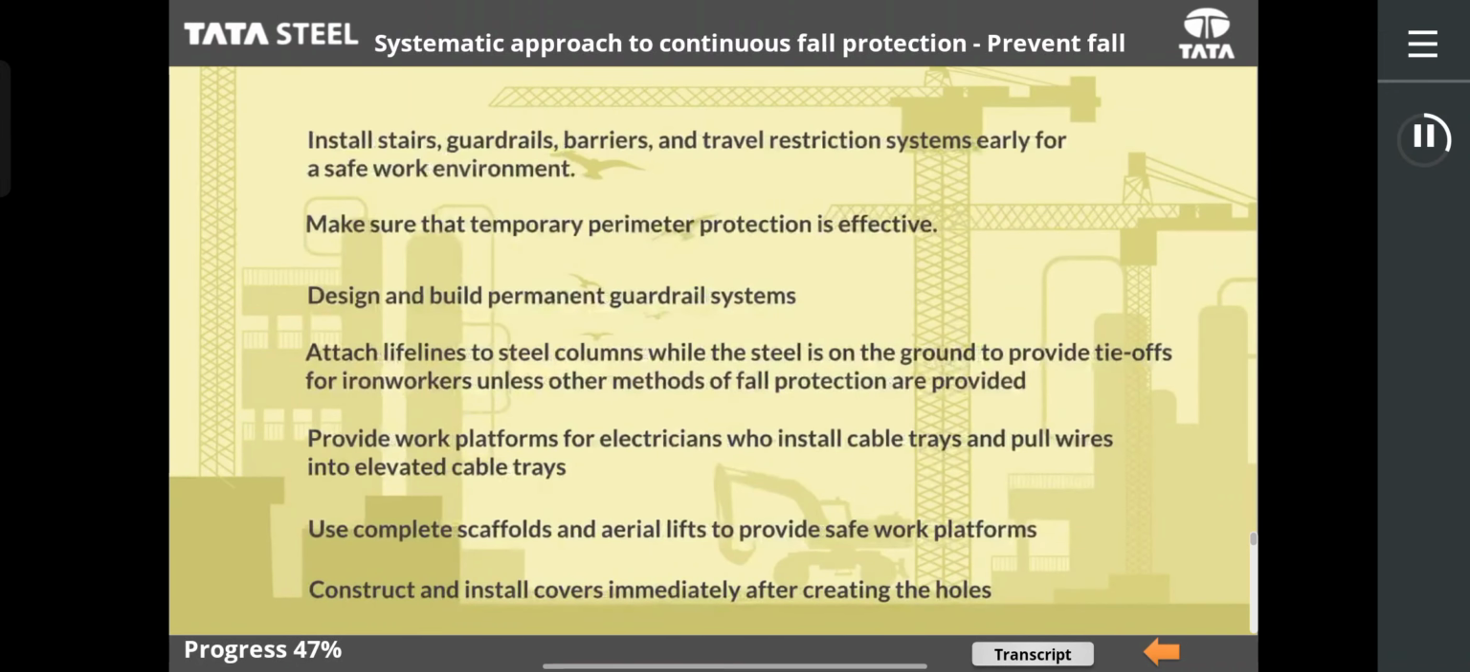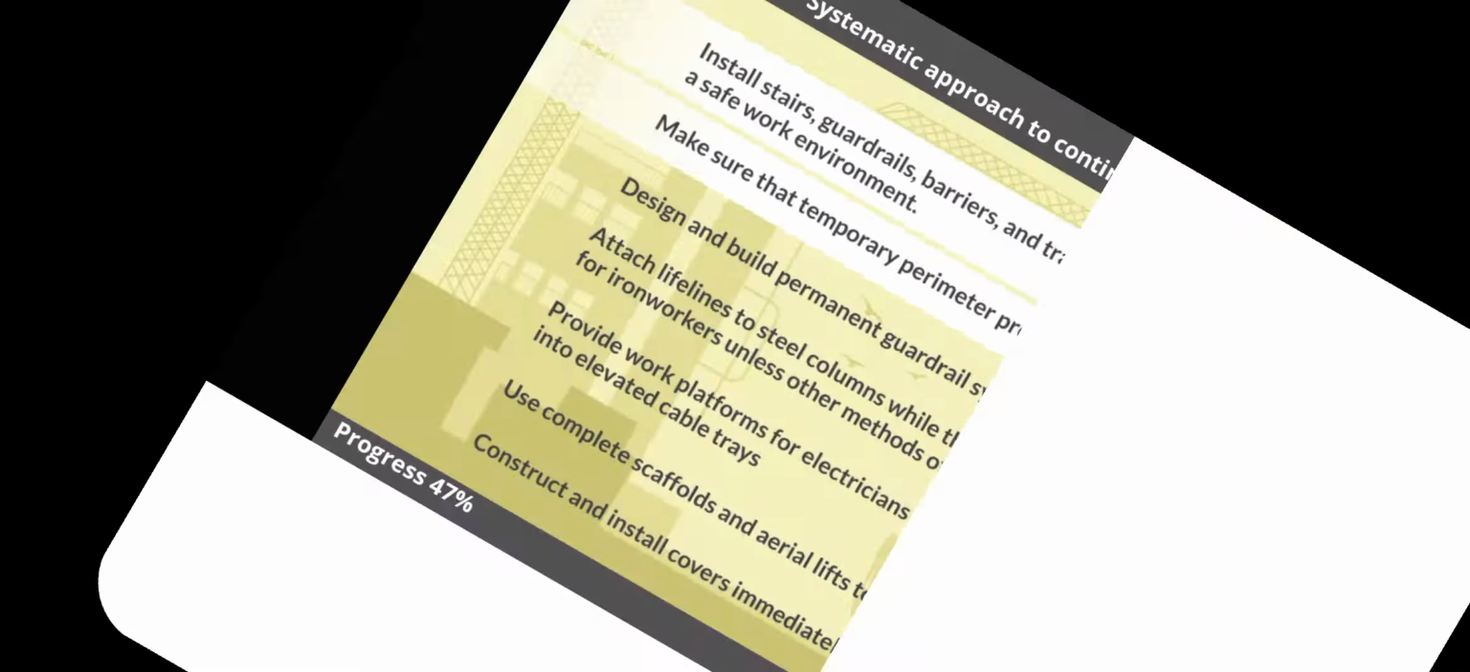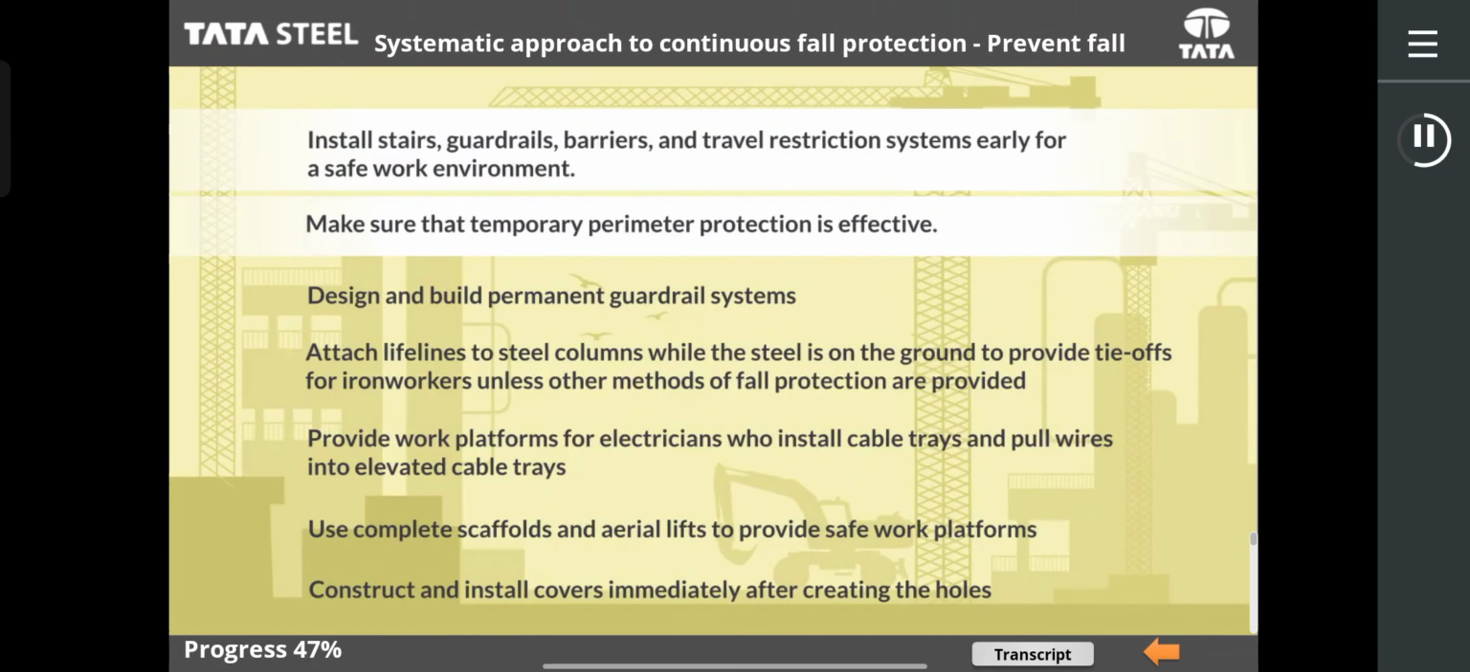Some of the ways to prevent falls include: install stairs, guardrails, barriers, and travel restriction systems early for a safe work environment. Make sure that the temporary perimeter protection is effective. For example, when cable guardrails are used, weld the cable support brackets or drill holes in the columns while the steel is at the fabrication shop or on the ground at the worksite. Avoid welding cable supports after the steel has been erected. Check the design before drilling holes in the columns.